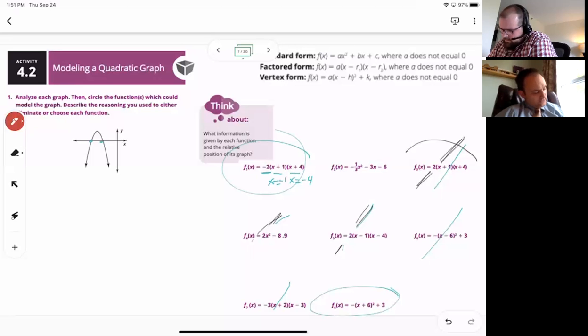And then F6 has a vertex with an x value of 6, but the vertex of our graph is negative. I see that. And F7 has an x-intercept at 3, but our x-intercepts are negative, as you just talked about. So that's why I crossed all of those out.